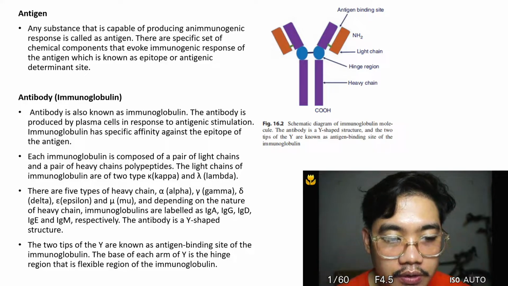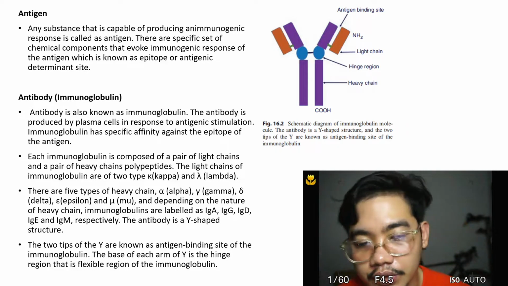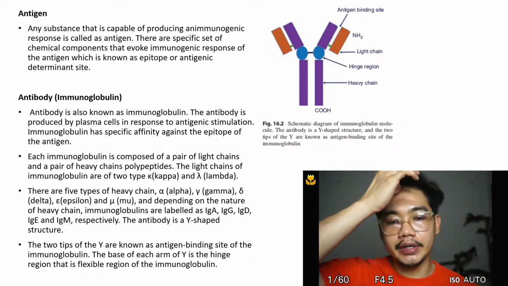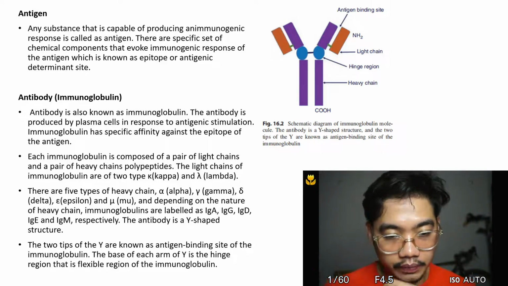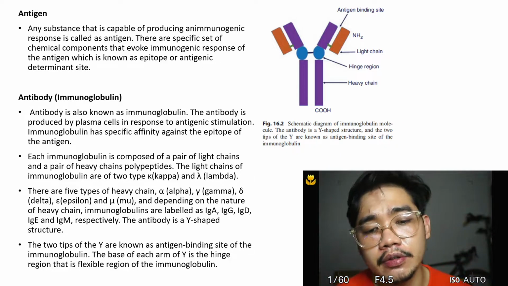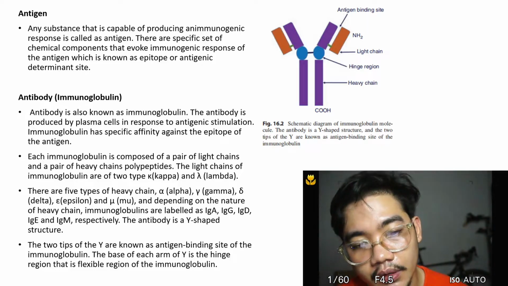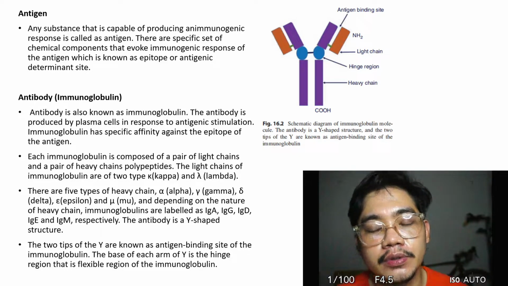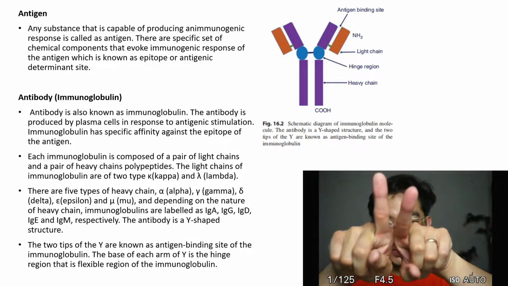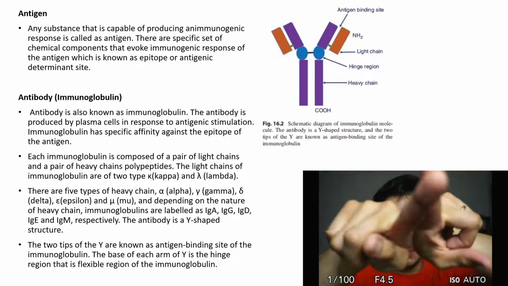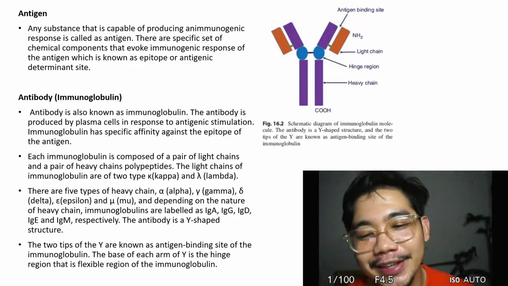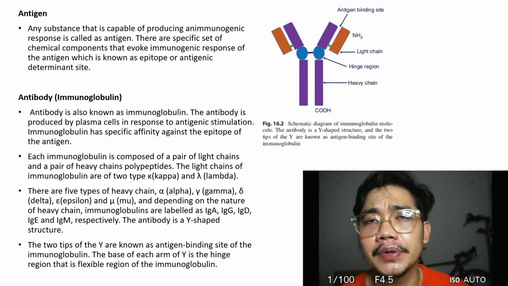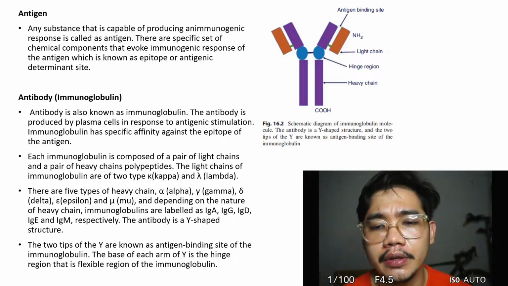The two tips of the Y are also known as your antigen binding sites. The base of each arm of the Y is the hinge, and it's the flexible region of your immunoglobulin, so it can move. It's quite fluid in that area because of the high amount of proline. Correct me if I'm wrong, proline, an amino acid.